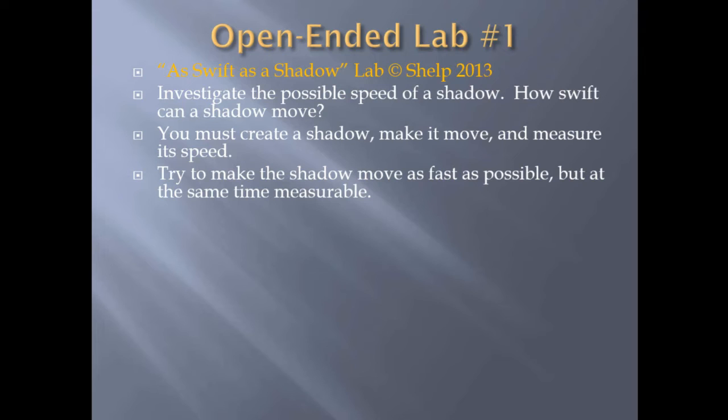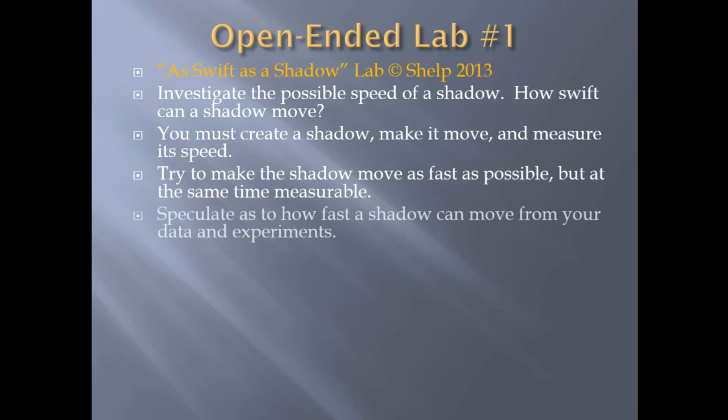You can start off with slow speeds, medium speeds, and then try fast speeds. But the trick is you need to be able to measure this. So you need to come up with a way of measuring the speed of the shadow. And the goal is to make it move as fast as possible, and then speculate how fast it could actually go. So definitely speculate. Whatever you say should be based on your data and your observations. It should be logical in that sense.